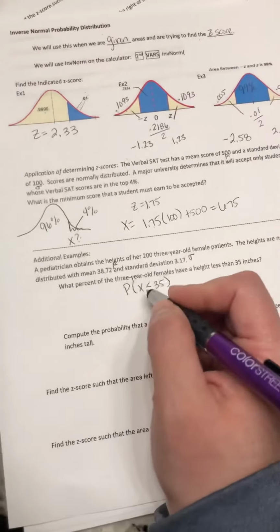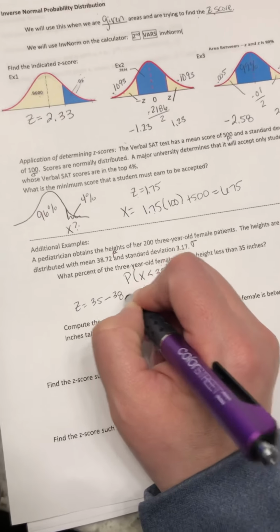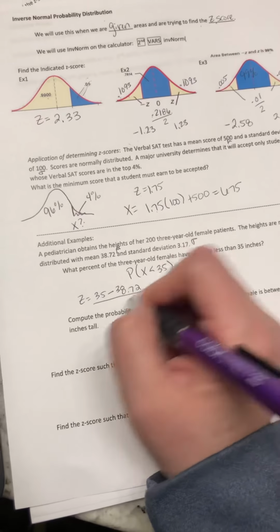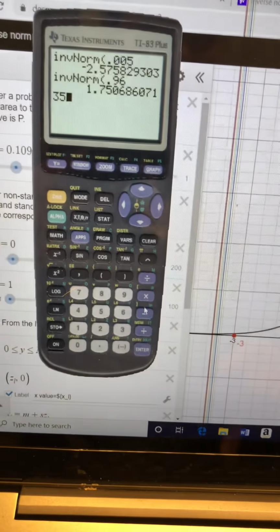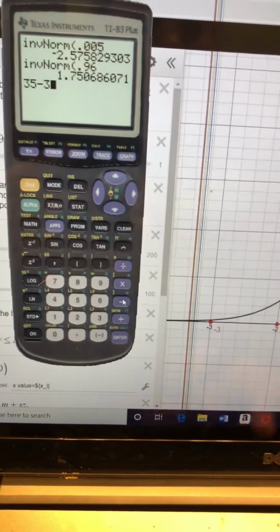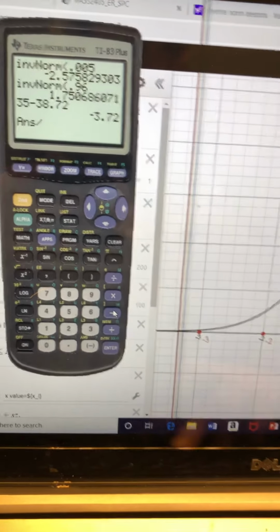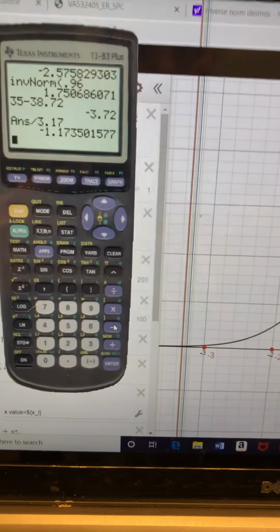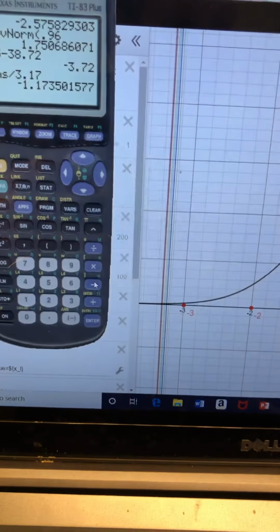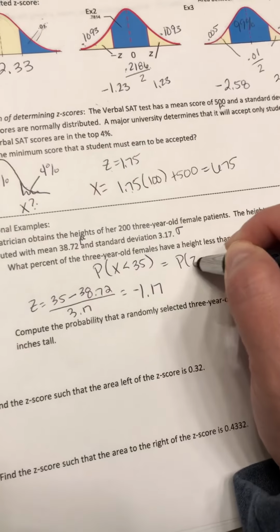So again, find Z first. So Z is 35 minus my mean, 38.72, divided by my standard deviation, 3.17. So that's negative 1.17. So the probability that X is less than 35 is the same as the probability that Z is less than negative 1.17.